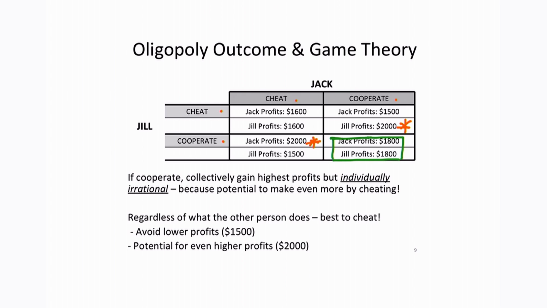So, given this information, knowing that they would both lose significantly if they cooperate and the other person cheats, and knowing that the other person might be able to make a lot of profits if they cheat and not cooperate, the best thing for them to do will be to both cheat. So this is going to be the oligopoly outcome and our Nash equilibrium.